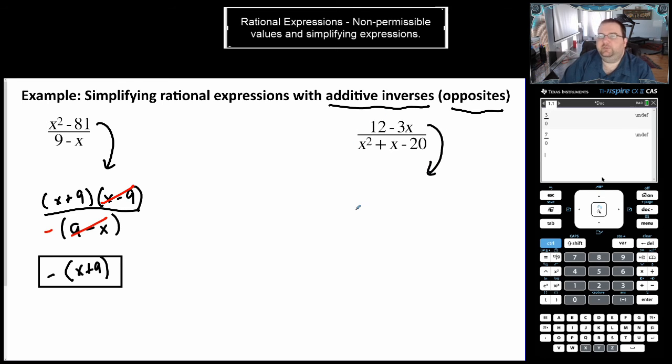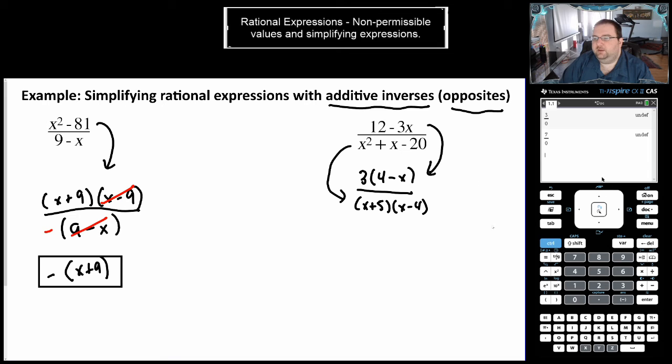Let's look at this one up here and try to apply the same understandings. So first we're going to deal with the numerator. This we're going to factor out a 3, and that'll be 4 minus x. Then we'll deal with the denominator. This can be factored to x plus 5, x minus 4.